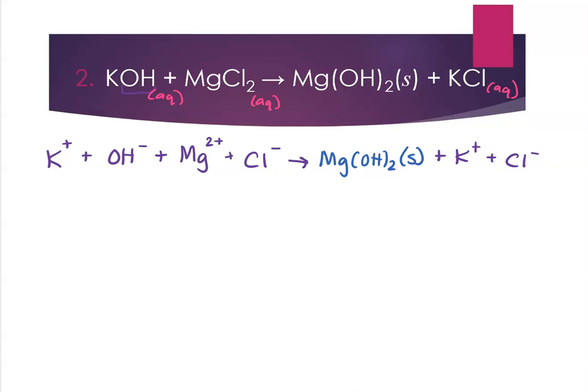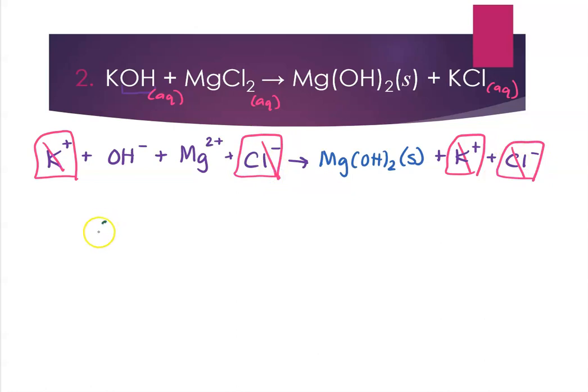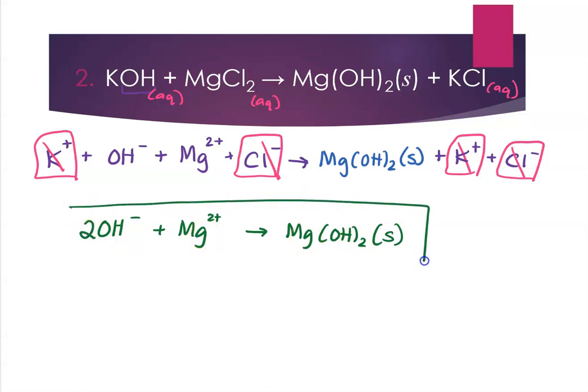All right, so now I check. I have K+ on both sides, so those can cancel. OH- is part of my solid, so it doesn't cancel. Mg2+, Mg is part of my solid, so that doesn't cancel. Cl- and Cl- are both ions, so those cancel. So now I have OH- plus Mg2+ yields Mg(OH)2 as a solid. I have OH-, I have 1 here, I have 2 OHs here, so I balance that. 1 Mg, 1 Mg, so that's balanced.